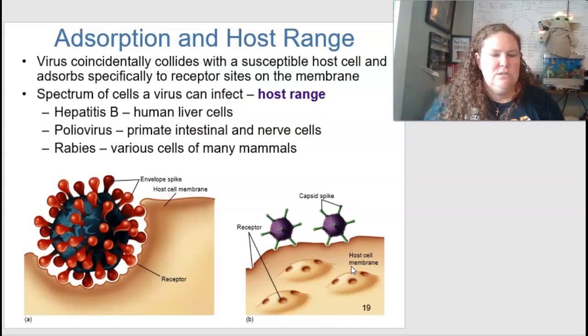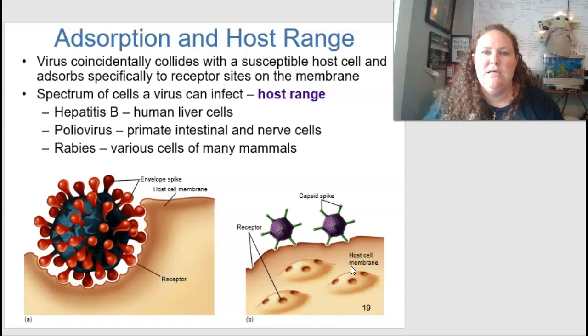So what is adsorption and host range? Well, the virus coincidentally collides with a susceptible host cell and adsorbs specifically to receptor sites on the membrane. And then the spectrum of cells a virus can infect is the host range. An example: hepatitis B finds human liver cells. Poliovirus infects primate intestinal and nerve cells. And rabies infects various cells in many different types of mammals. So these are the specialized cells that they can specifically bind to.